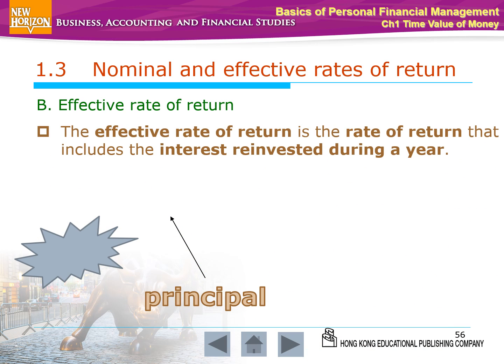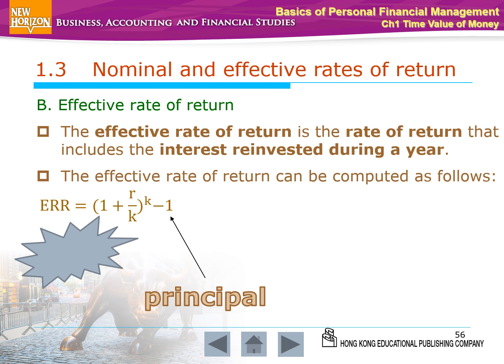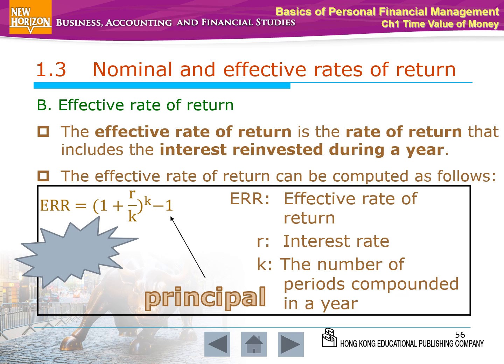In this case, the effective rate of return, ERR, is the rate of return that includes interest reinvested during the year. Now remember this sentence. What does effective rate of return mean? It means the rate of return that includes the interest reinvested during the year. It can be computed using this formula. You see this bomb sign? That means you should remember it. ERR is equal to (1 plus r, the interest rate per year, over k) to the power k, minus 1. k means the number of periods compounded in a year. Remember, in a year.